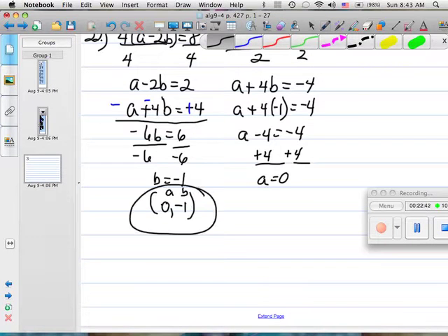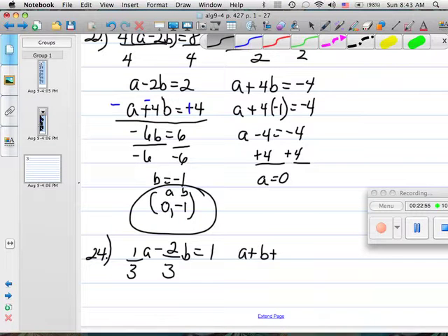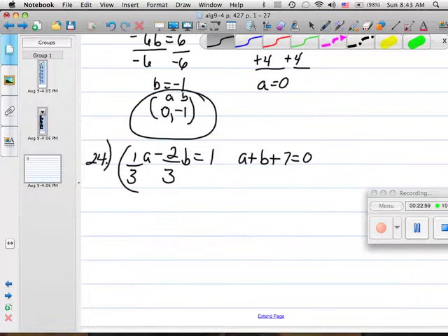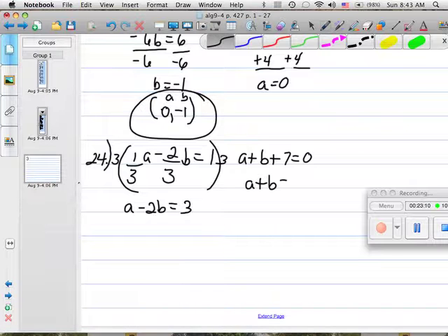Problem number 24. We have 1/3 A minus 2/3 B equals 1. And then we have A plus B plus 7 equals 0. Well, in that first equation, I'm going to multiply by 3 just to get rid of the fractions. So I have A minus 2B equals 3. And here, if I move the 7 over, I get A plus B equals -7.